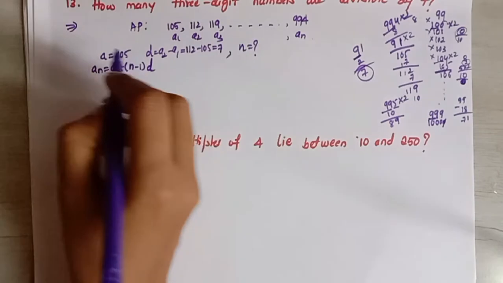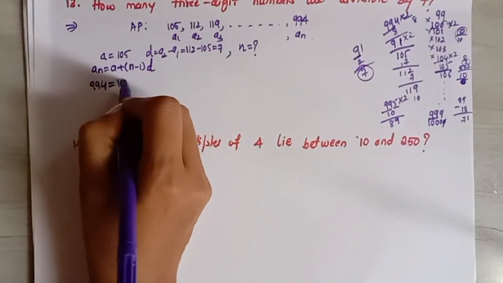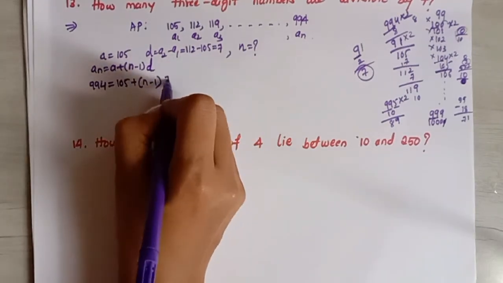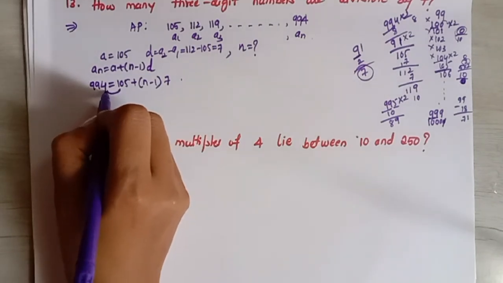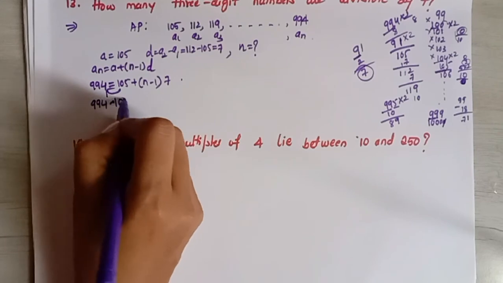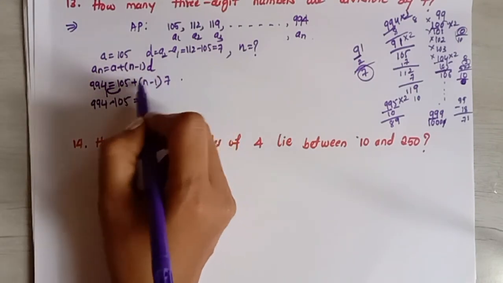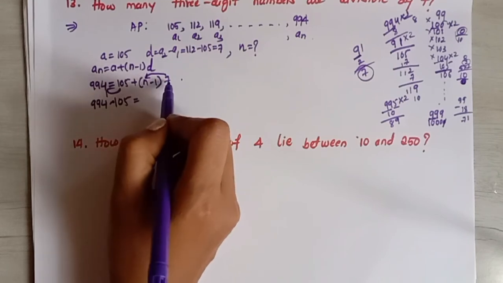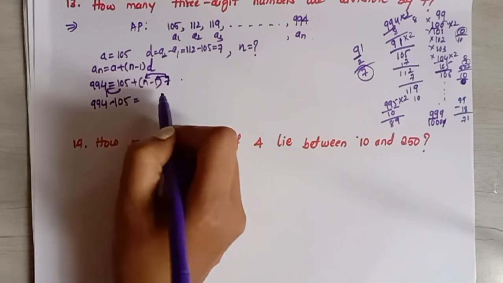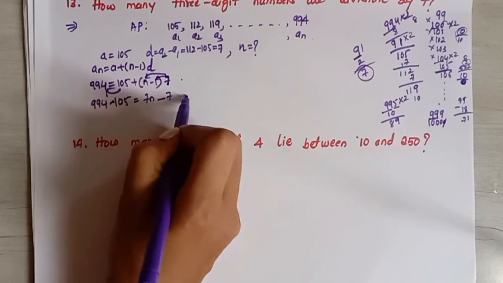So what is an? an is 994, which is equal to, what is a? a is 105 plus n minus 1, we have to find n, so let it be as it is. What is d? d is 7. So after shifting to the left hand side, this will be 994 minus 105 equal to. Let us simplify this bracket. We have to multiply 7 to the first term and then to the second term. So 7 into n is 7n, minus 7 into 1 is 7 only.